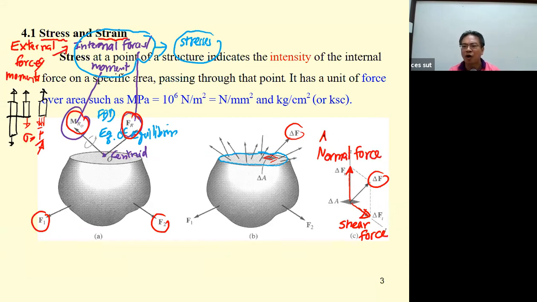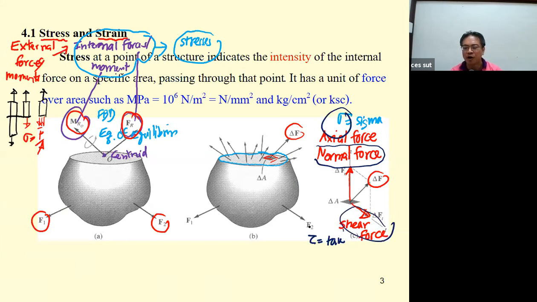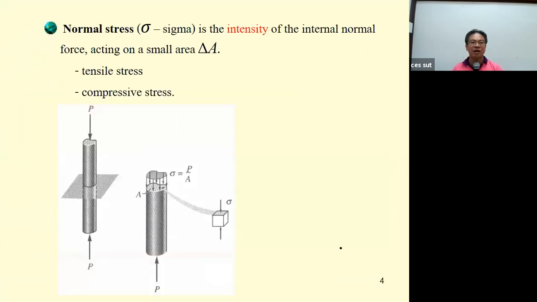Some people also call this the axial force, and as you may know, the axial force will further produce what's called the normal stress, which we call sigma. And the shear force over here will produce what's called tau, which we call the shear stress. So normal force produces normal stress, and shear force produces shear stress.